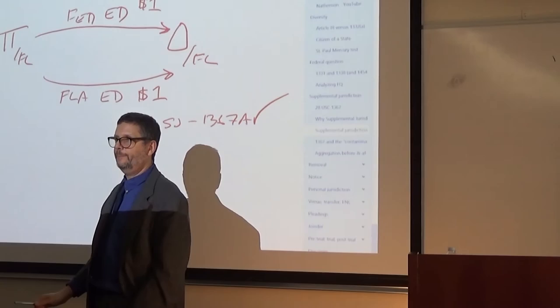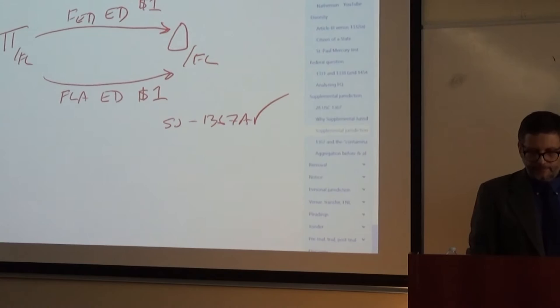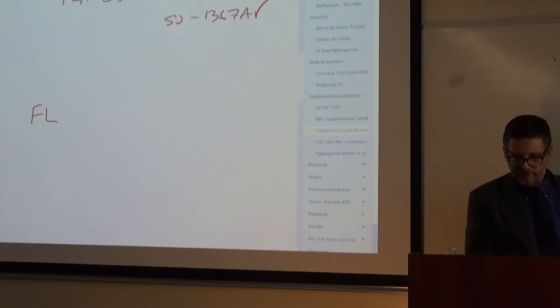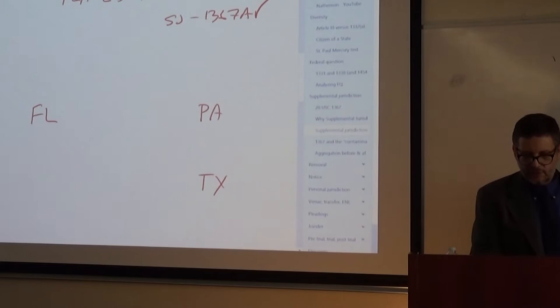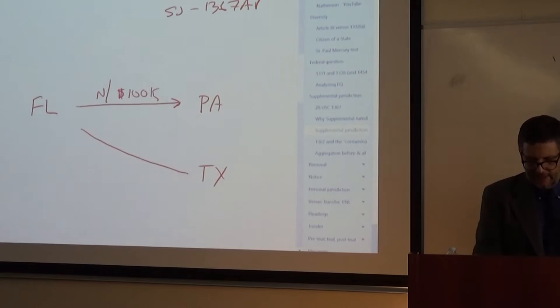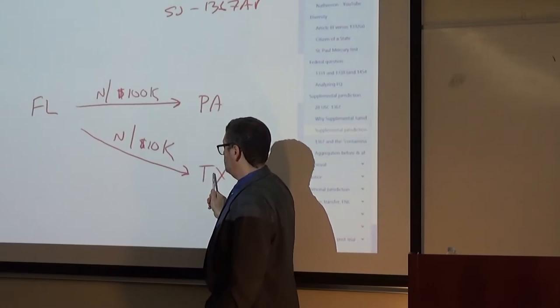Now, how about this? Suppose you have a plaintiff, citizen of Florida, versus a citizen of Pennsylvania and a citizen of Texas. Count one is for negligence, seeking $100,000. And the count against Texas is negligence, seeking $10,000. Okay? Florida versus PA and Texas, negligence for $100,000, negligence for $10,000.